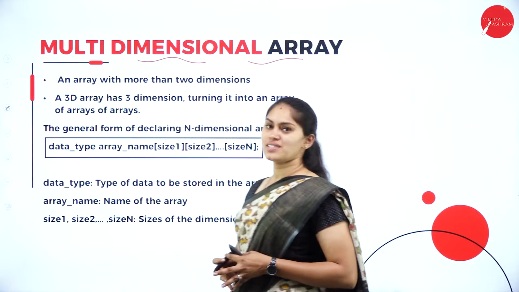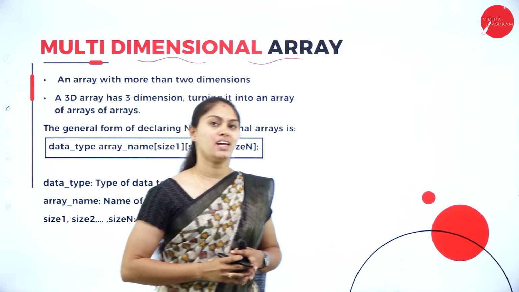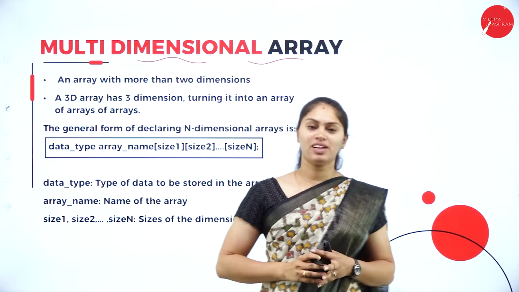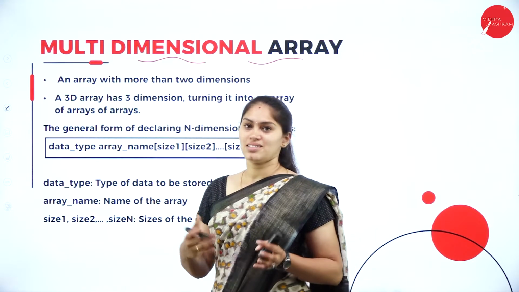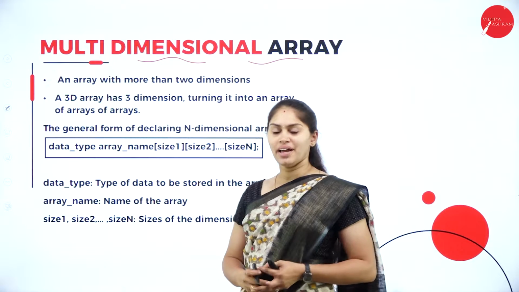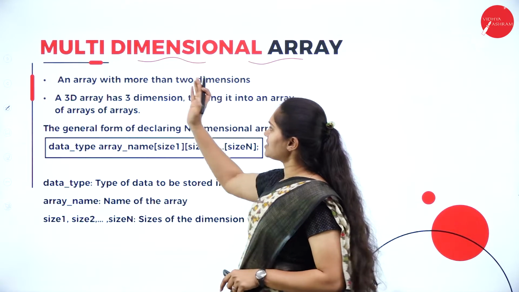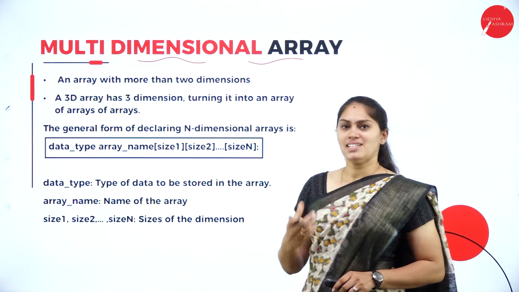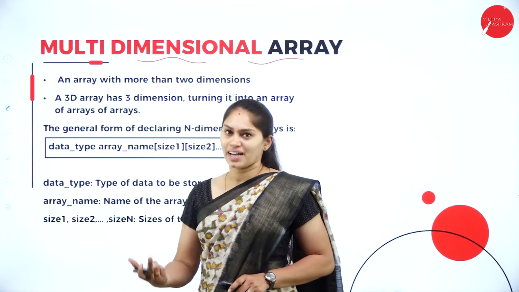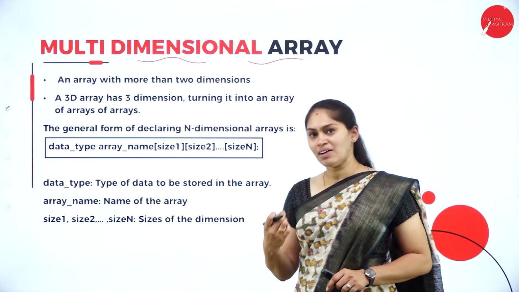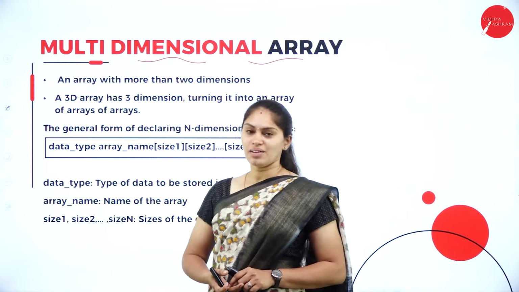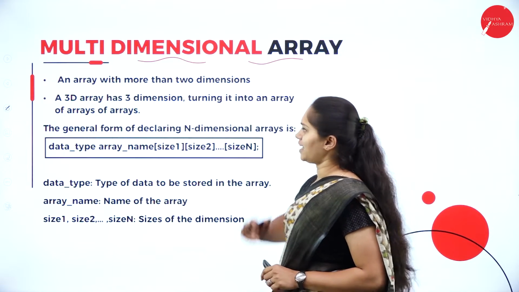So till now we have discussed what is a one-dimensional array and what is a two-dimensional array, how it is represented, what are its advantages, disadvantages, applications and operations, everything we got to know. So in this multi-dimensional array, I can say this is an array of arrays. Why? Because when an array has more than 2 dimensions, then we can call that a multi-dimensional array.